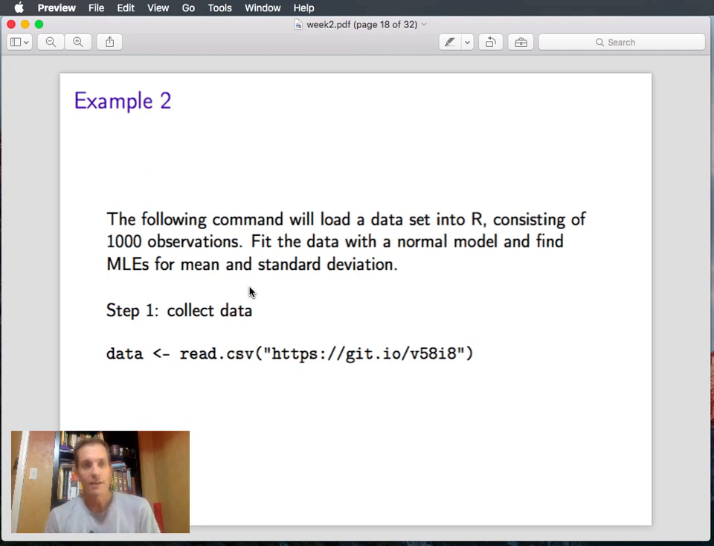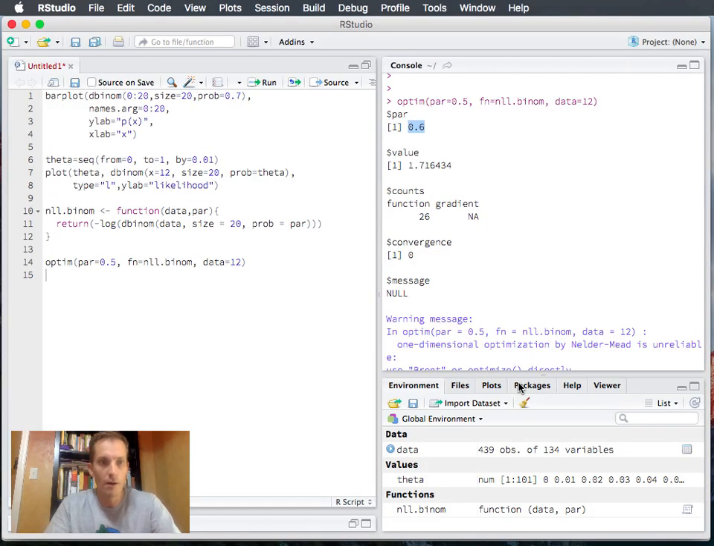Okay. The second example is going to be a bit more difficult, but the structure is going to be exactly the same. We're going to use the same 4 steps. We're going to define the likelihood function and do the optimization exactly the same. It's just the steps will be slightly different. I've got a command down here, and the following command is going to load a data set into R, and it consists of 1,000 observations. What I want you to do is fit this data with a normal model and find the maximum likelihood estimates for those parameters, which are mean and standard deviation. Okay. So step 1 is to collect the data. Again, this is in your R script, but I'm going to copy this and pass it into R.